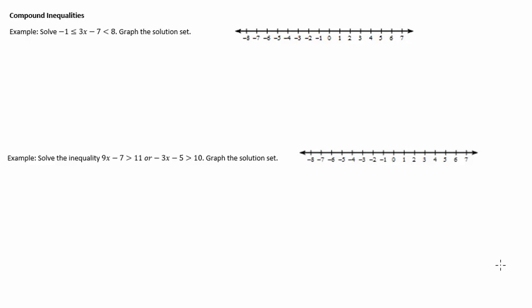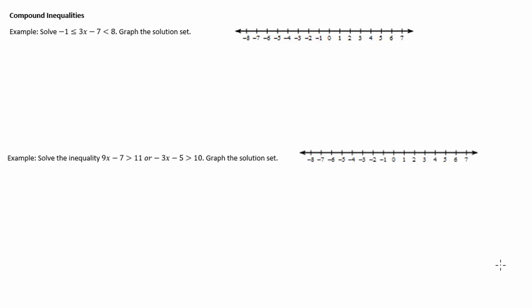The other thing we could have is an "or" situation. An "or" situation means that it could be this inequality or this inequality, so we graph everything for both of those inequalities. Basically, both of those inequalities count 100%.